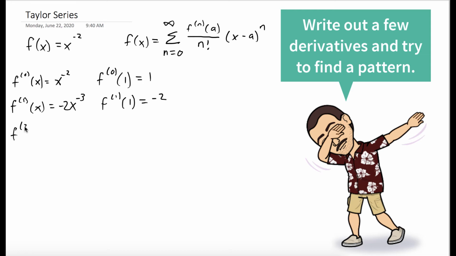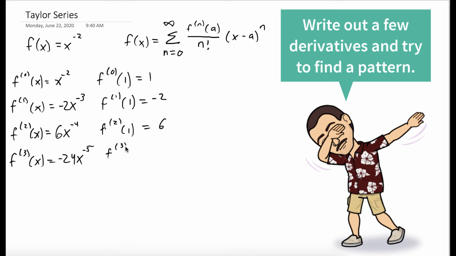And we'll continue this for a few more derivatives. The second derivative, again, we just need the power rule here. 6x to the negative 4. When we evaluate at x equals 1, we get 6. Maybe let's do one more before we look for a pattern. The third derivative is negative 24x to the negative 5th. When we evaluate at 1, we get negative 24.